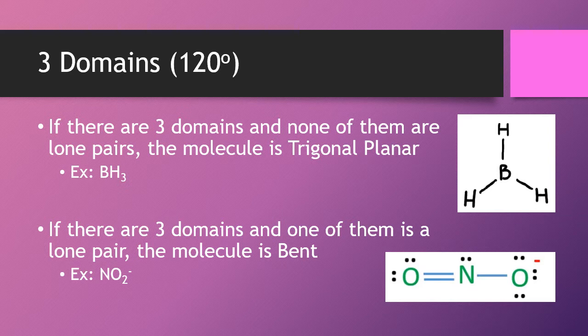However, if one of the 3 domains is a lone pair, then the name for this molecular shape will be bent. An example of something that takes this shape is the nitrite ion, NO2 with a -1 charge, which is also shown on the bottom right. You'll notice it still has 3 domains, a lone pair, a single bond, and a double bond. However, if you were to draw it out in a similar way to the boron trihydride, yes, you would still have the 3 domains pointed at a triangle, but the lone pairs don't show up when you try to look at it usually. So you're left with an angle or bent shape.